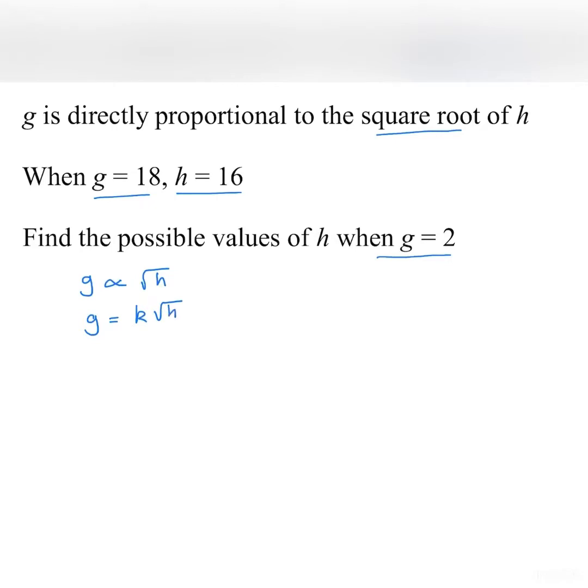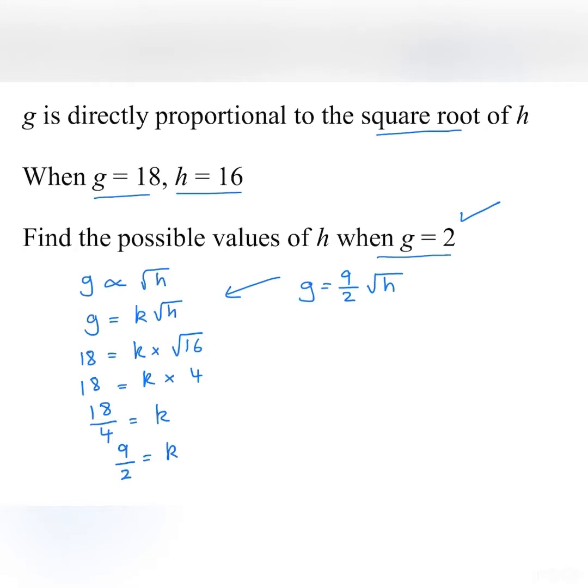Now substitute the values in, and we've got g is 18 and h is 16, so k times root 16, and 18 equals k times 4, and then k equals 18 divided by 4. So I'm just going to leave this as a simplified fraction because I want to do this in a non-calculator way. So now substitute the values and complete this formula. So it says G equals 9 over 2 square root of H. And now we can answer this question. It says find the value of H when G is 2. So when G is 2, we put the value in, 9 over 2 square root of H. Now I'm going to divide both sides by 9 over 2.